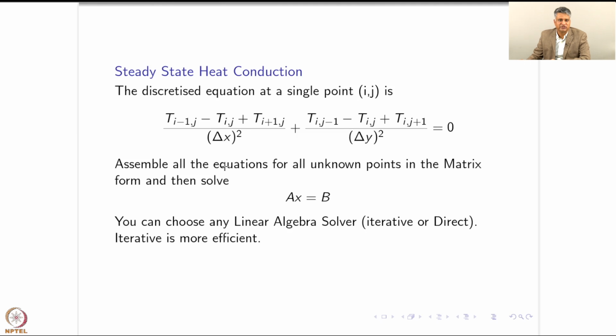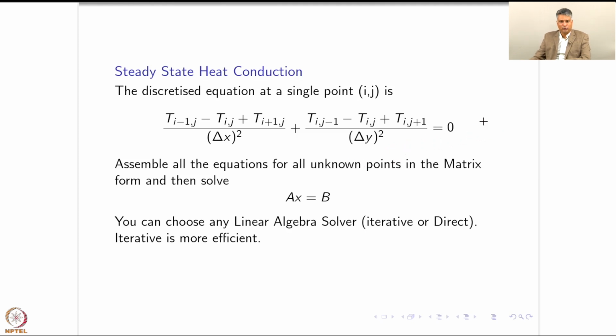The next step is to discretize this equation around a single point i, j. So the partial derivative with respect to x using calculus is now discretized as this term: T(i-1,j) minus 2T(i,j) plus T(i+1,j) divided by delta x square. The partial derivative with respect to y is now T(i,j-1) minus 2T(i,j) plus T(i,j+1) by delta y square, is equal to 0.